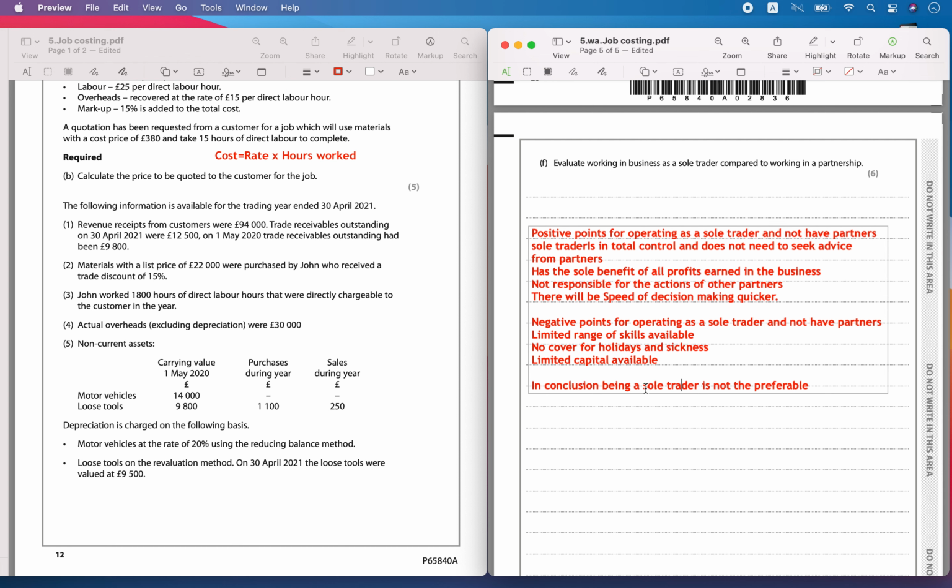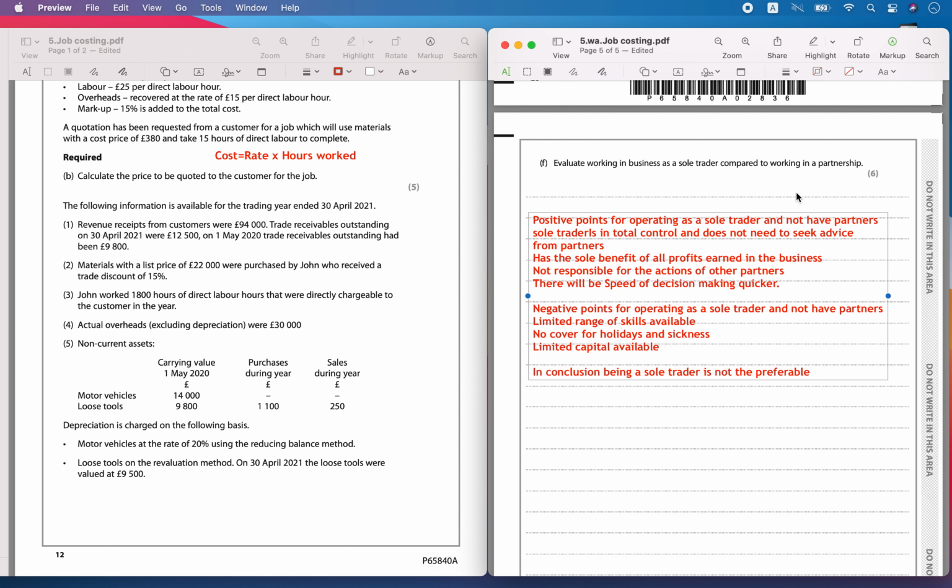In conclusion, we can see that being a sole trader is not preferable. You can argue either way, you can say what the benefit of being a sole trader is.